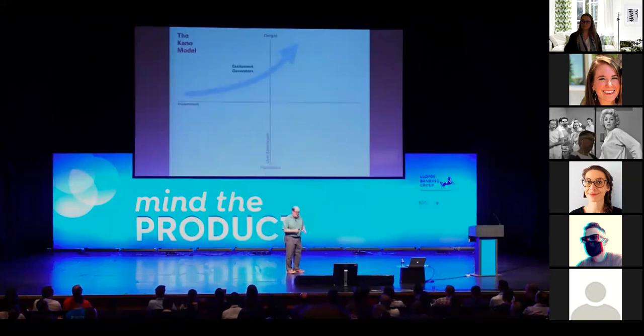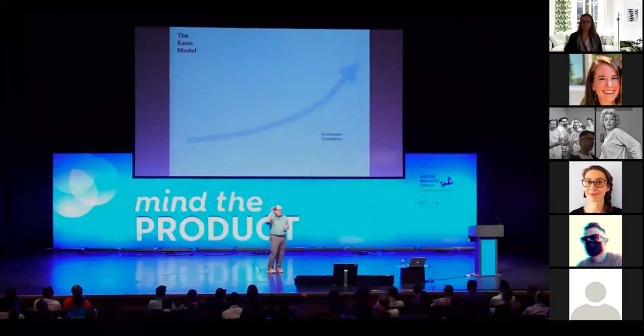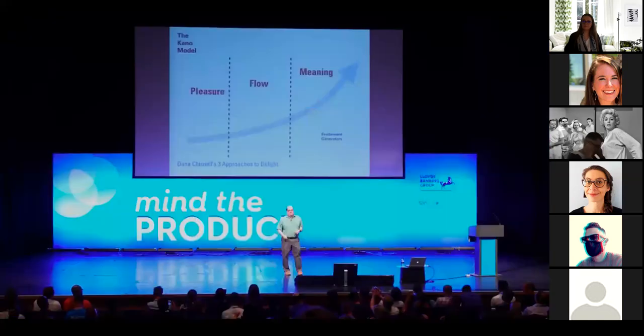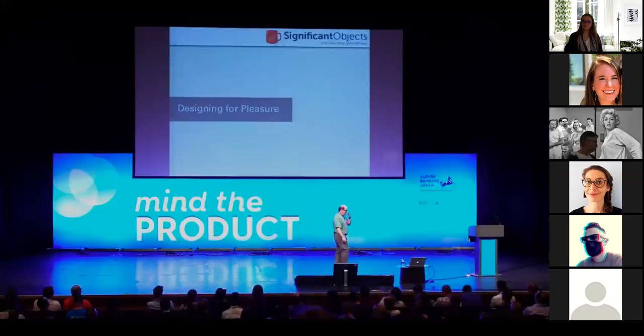And to talk about excitement generators, the way I like to do it is to use a model that a speaker who will be on stage later, Dana Chisnell, invented. And Dana's model basically breaks things into 3 different areas. What she calls pleasure, flow, and meaning. And these three areas make up the different ways we can approach getting delight to our customers. So let's start with pleasure.